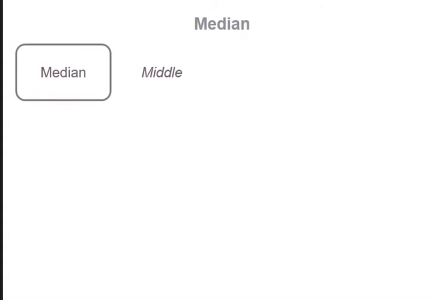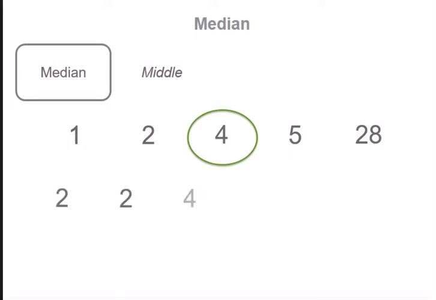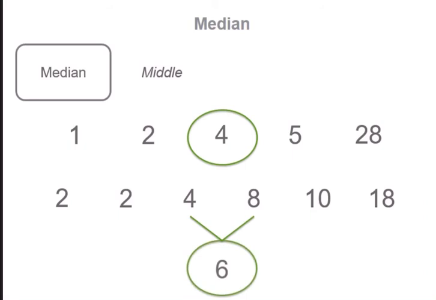A quick example is the data set of 1, 2, 4, 5, and 28. If you look at this data, put it in order, we can see the middle number is 4. That is our median. If we look at the mean of these numbers, that answer is 8. If you have an even number of data points, say 2, 2, 4, 8, 10, and 18, then to get the median, you take the middle 2 numbers and add them up and divide by 2. In this case, we would get 6 as the median.